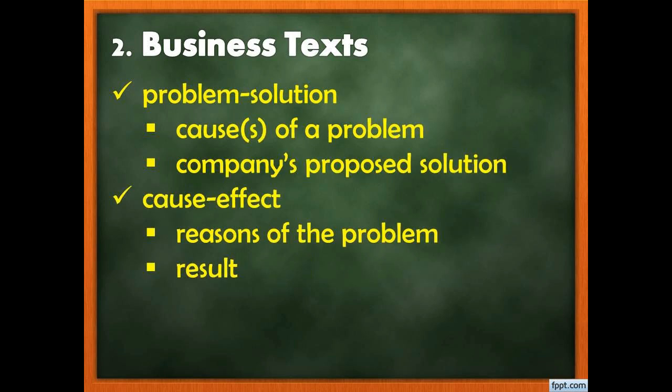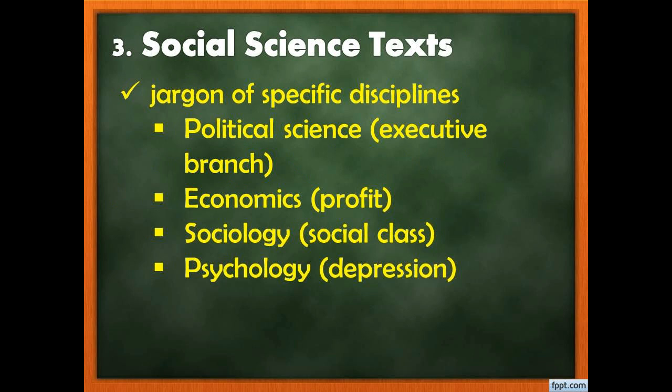Common text structures in business communication are problem solution, in which the causes of a problem are explained, followed by the company's proposed solution, and the description, in which the specification of a product or offer is given. Another is cause to effect, which presents reasons why a situation is obtained and its corresponding result.